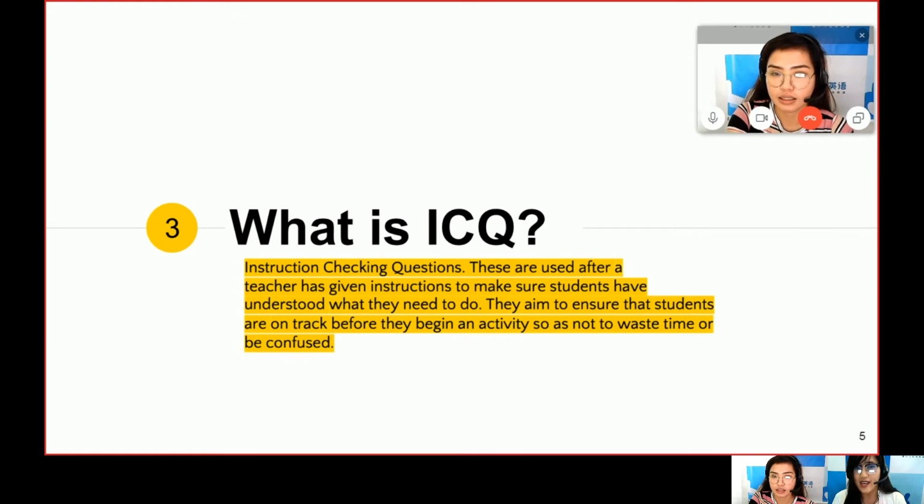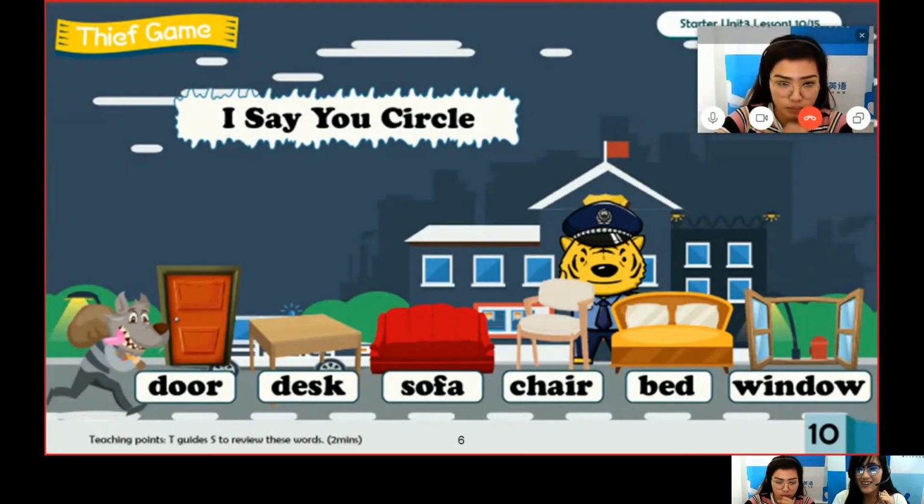You ask the student, now, what will you do? Will you underline? You can give them options. Will you underline? Will you make a heart or circle? So you can get their attention by it. All right, so let's have an example here.